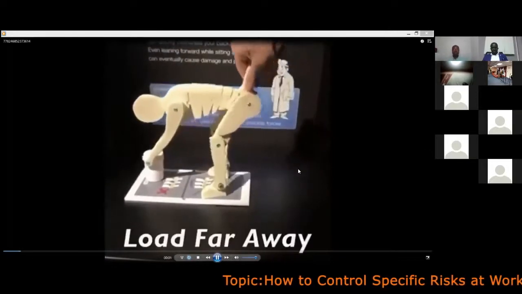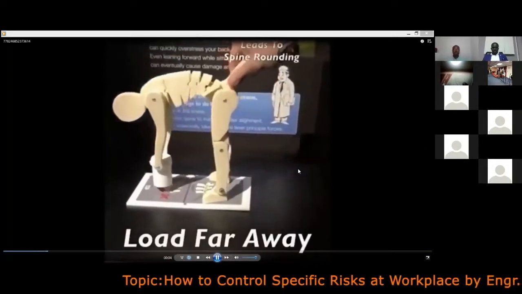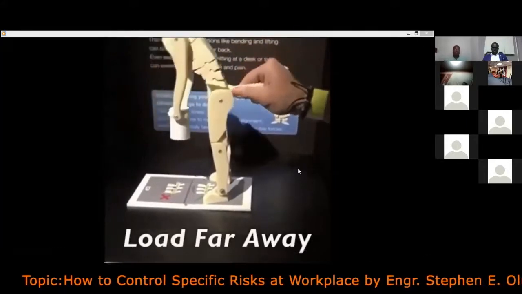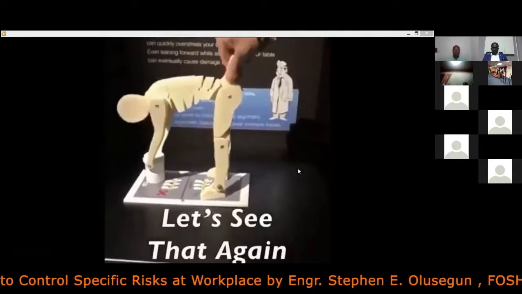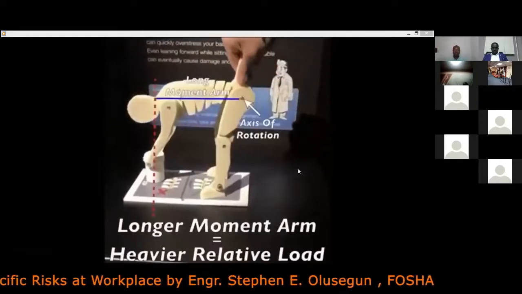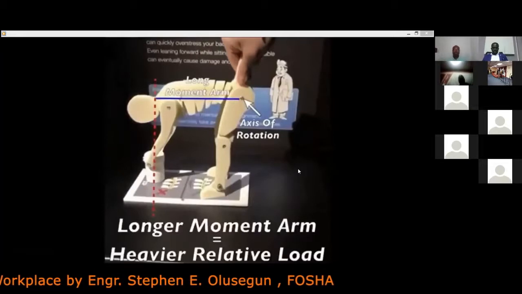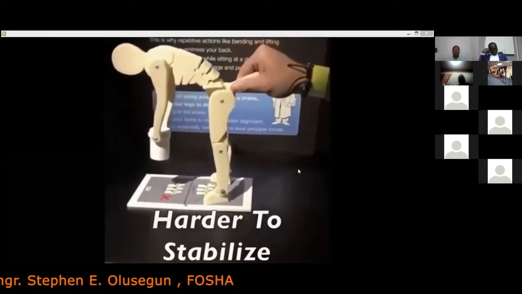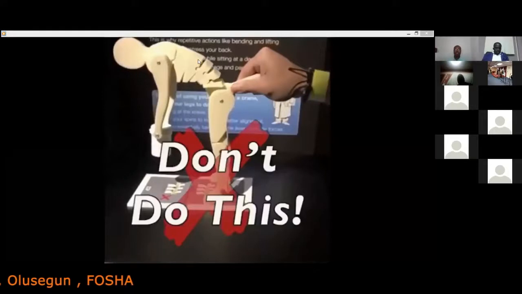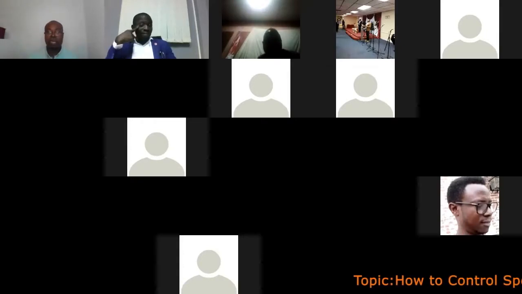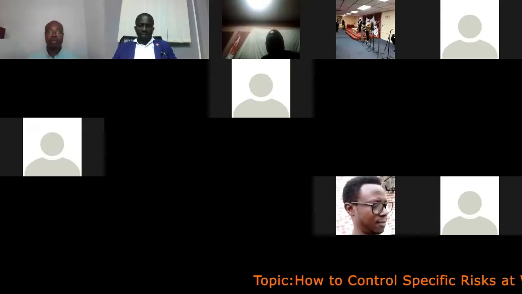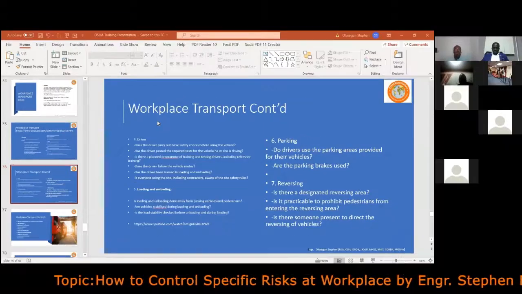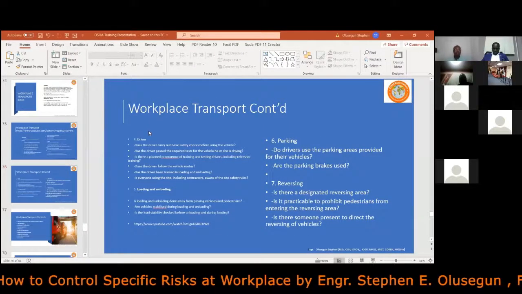Okay, this video just, can you see the strain? The spine is almost broken. Load far, longer movement, heavier relative load, harder to stabilize. Don't do this. Okay, I stop this one. Is it clear to us? Yes, very clear. Okay. Can anybody tell me what you observe from this particular video I've just played to you?